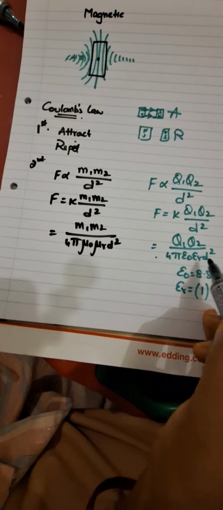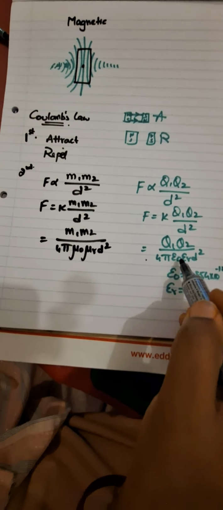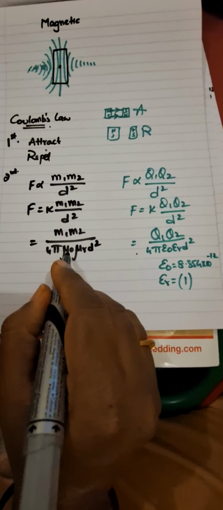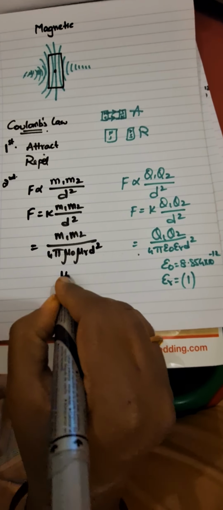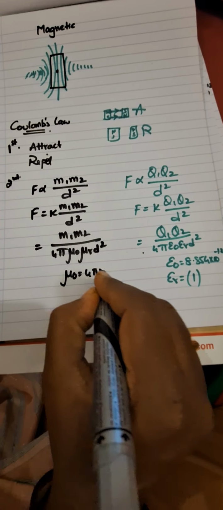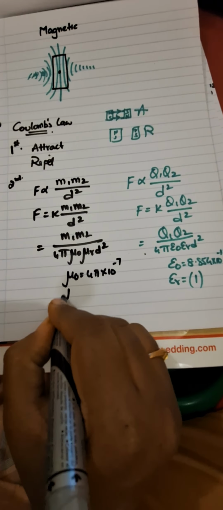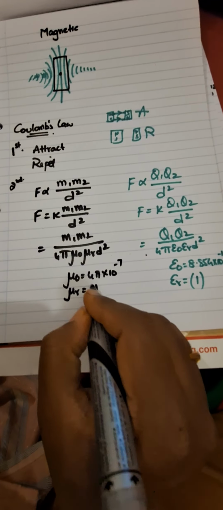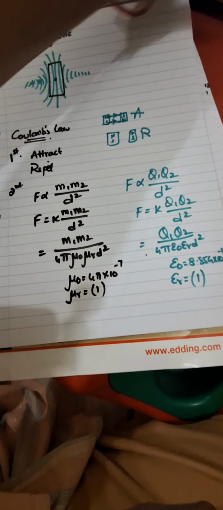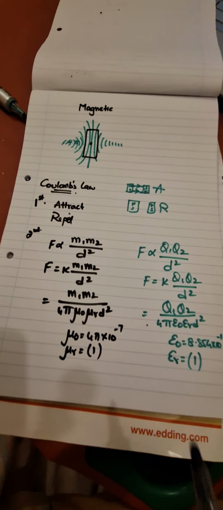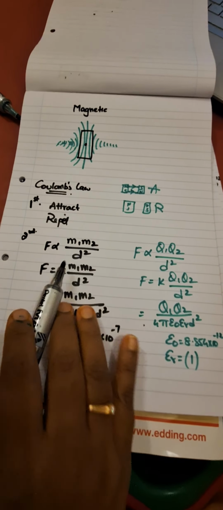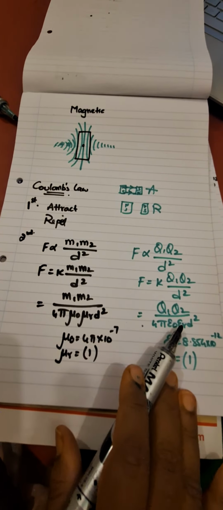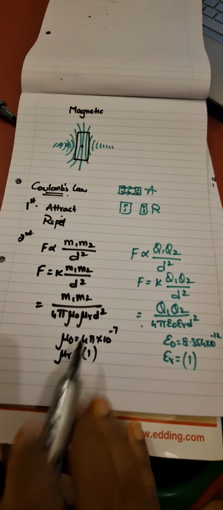Here in the electric case these are called permittivities, and here these are called permeability. According to permeability, mu naught is 4 pi into 10 power minus 7. Mu r can be 1 if it is not given. If it is given, we will take the same value. So that is the force between charges and the force between poles. It is almost the same, with a little difference in taking the values.